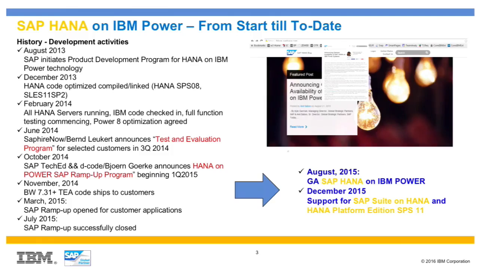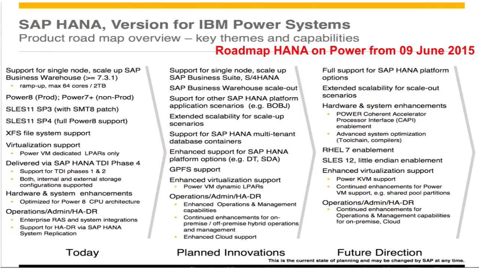Then in this time frame, you see it here, we had GA in August last year, and that was the time frame from the ramp-up to the official GA from SAP to run this project and to really go into production with HANA on Power. So that is the SAP HANA on Power roadmap 15 months ago.